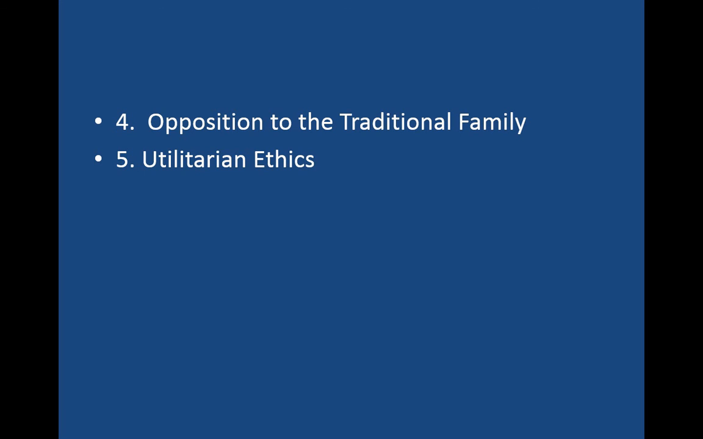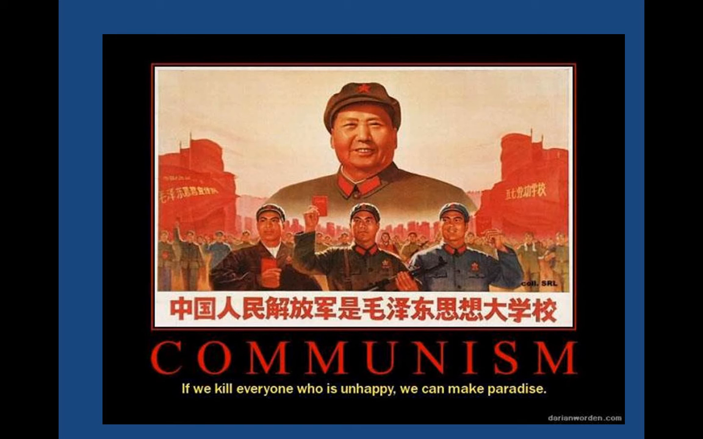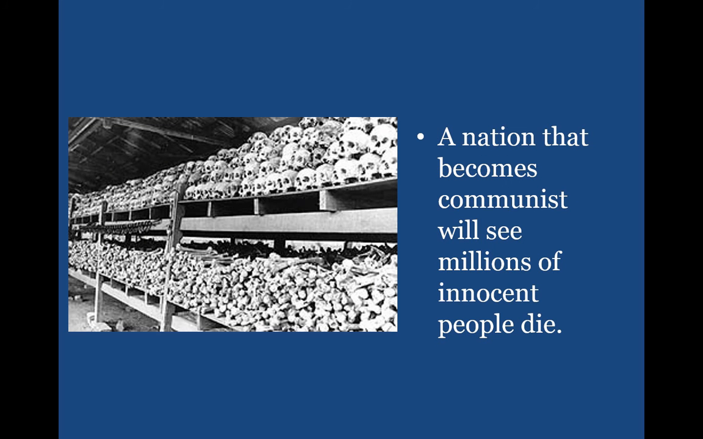And the central term, I want you to remember this, in communism is revolution. The revolution has to occur to overturn the existing society. And when you hear a communist talk about revolution, what they mean is several million innocent people are going to die. But it's okay because our goal is so noble and so good. And again, this is tied closely to their false idea of a secular utopia. This is one of my favorite little things I've picked up. Communism: if we kill everyone who is unhappy, we can make paradise. And I say that's probably right.